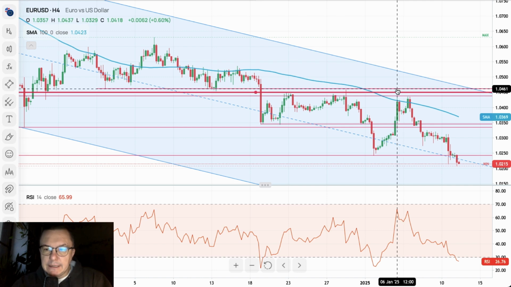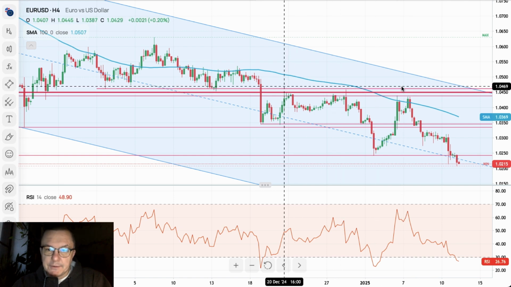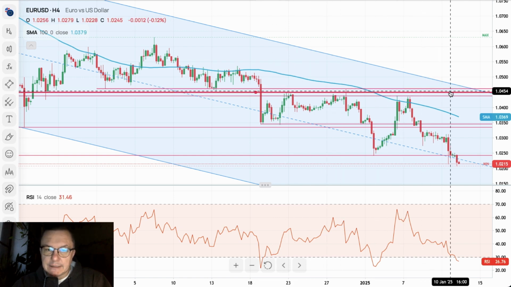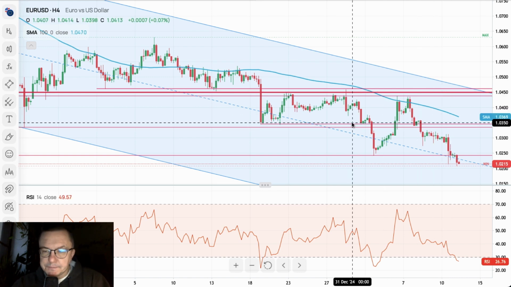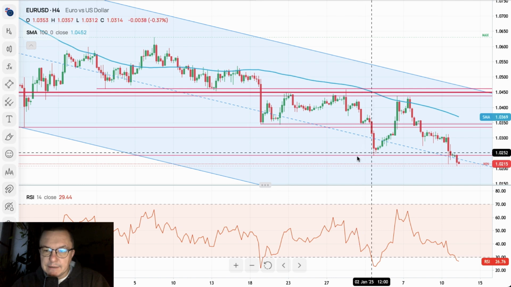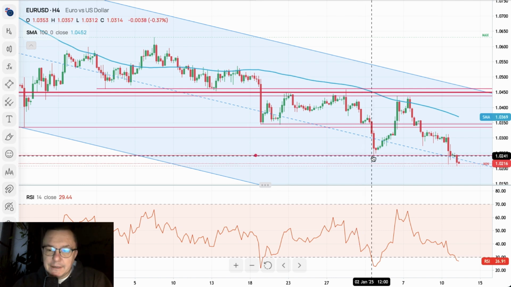Still, the key short-term technical resistance is the level of 1.0450. So as expected, this zone will now act as the supply zone, just like the zone between 1.0350, 1.0337 and the technical resistance at 1.0241.